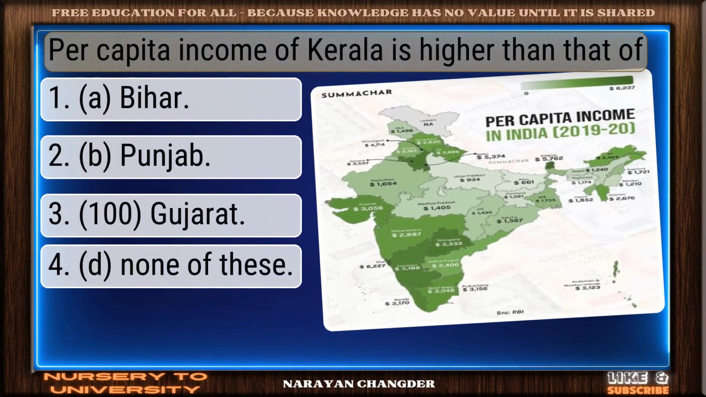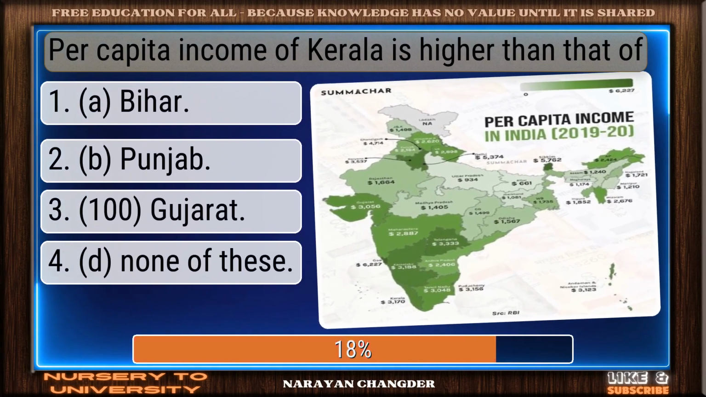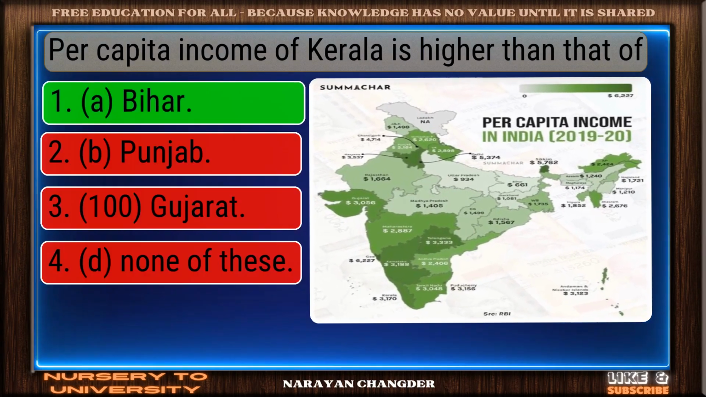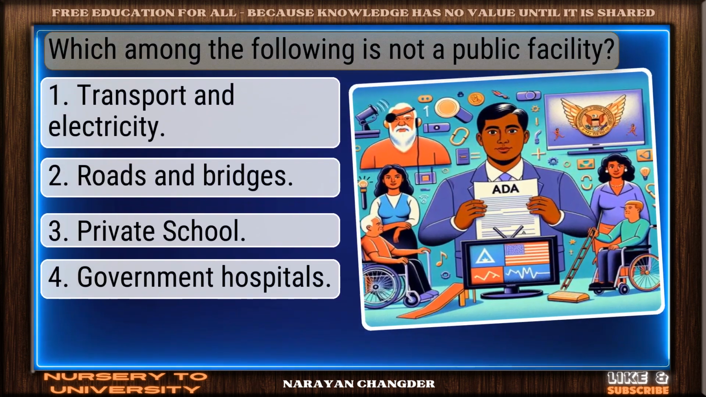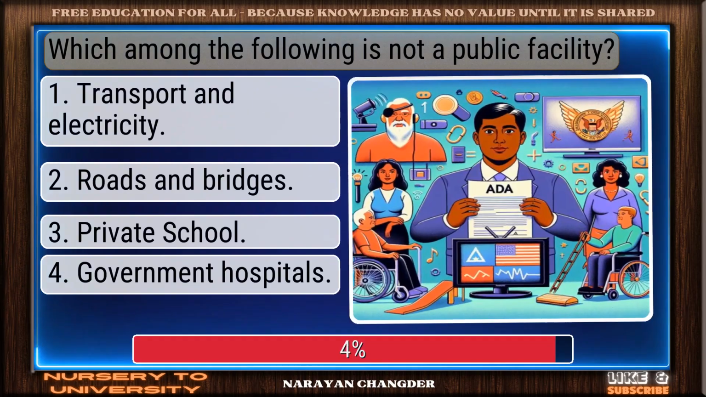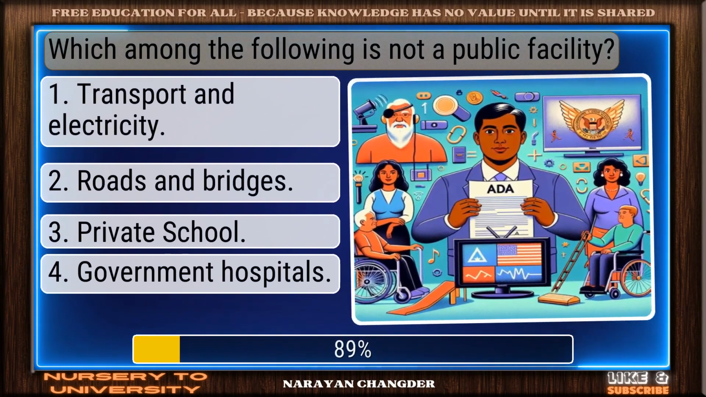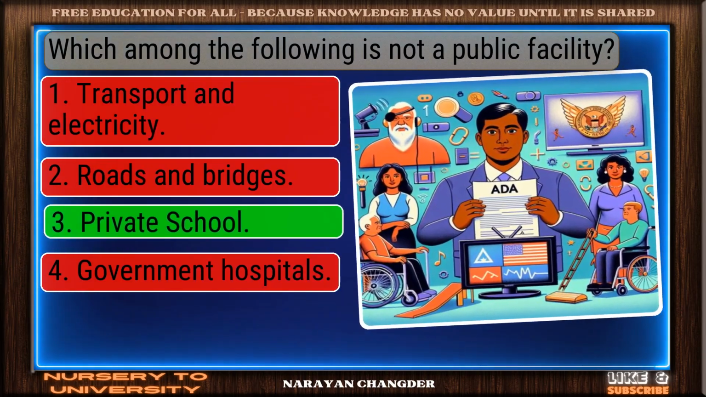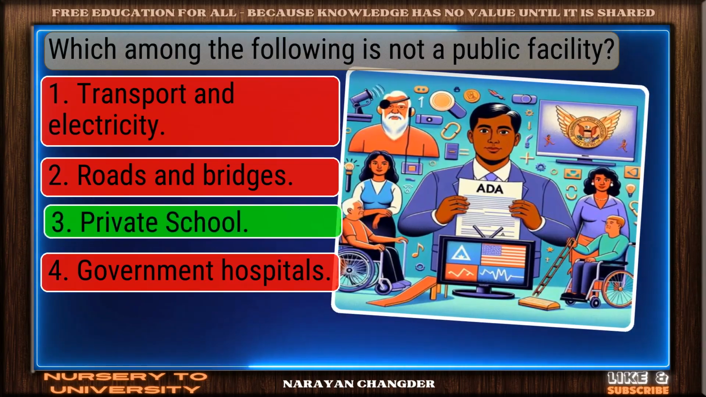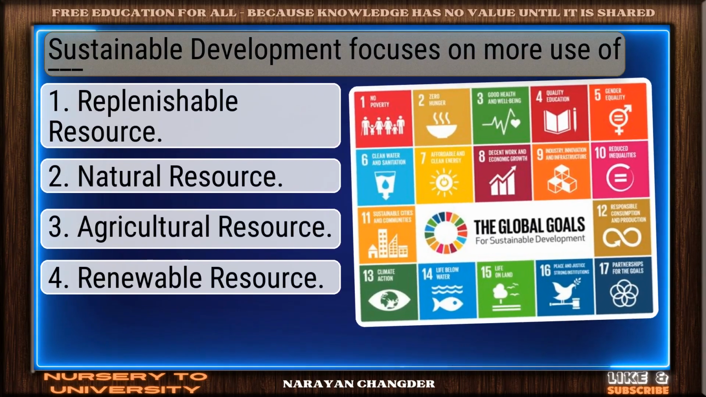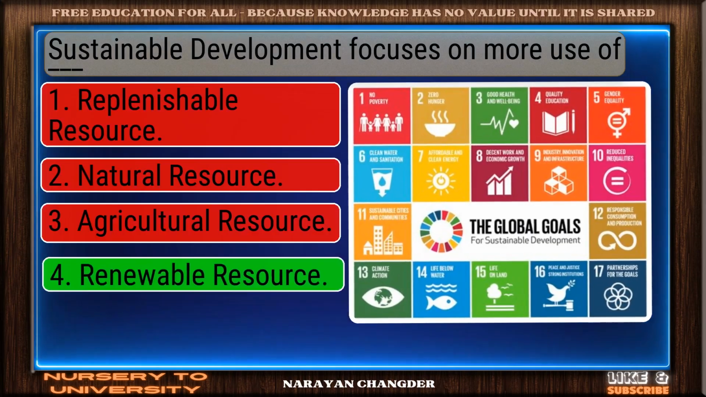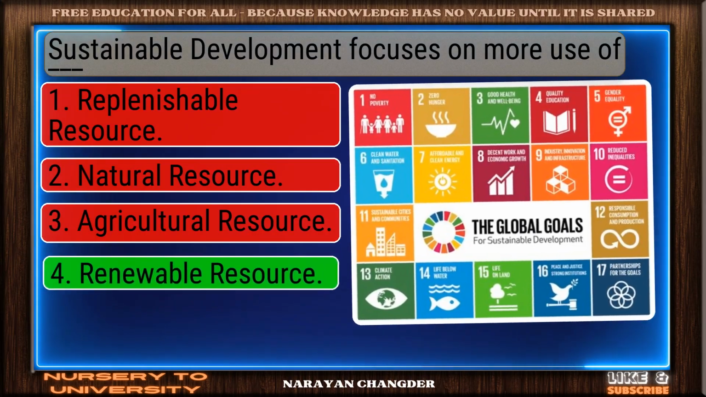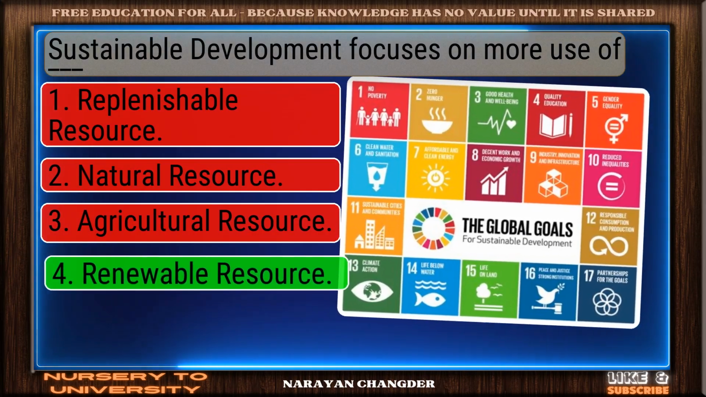Per capita income of Kerala is higher than that of. Right choice. Bihar is best. Which among the following is not a public facility? Strong choice. Private school is right. Sustainable development focuses on more use of dash. Correct. Renewable resource is spot on.